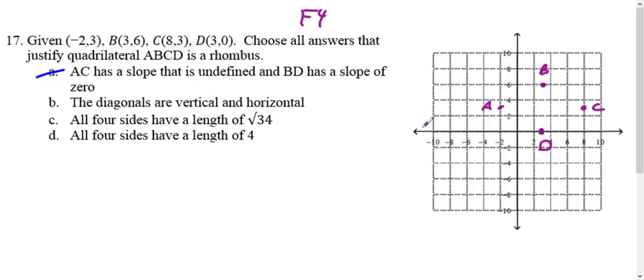The diagonals are vertical and horizontal. Yes, we have a vertical diagonal. Yes, we have a horizontal diagonal, which means this would be a rhombus because the diagonals are perpendicular, so that's true.